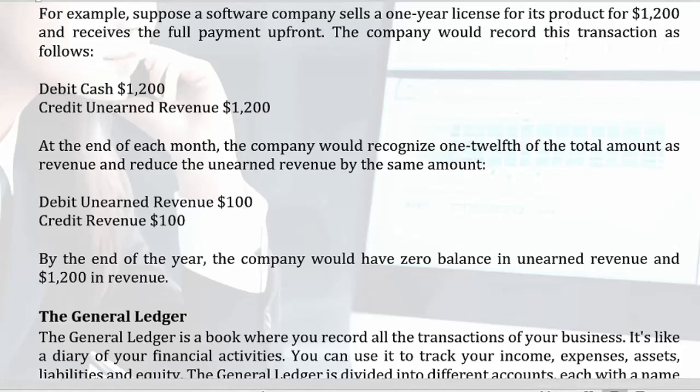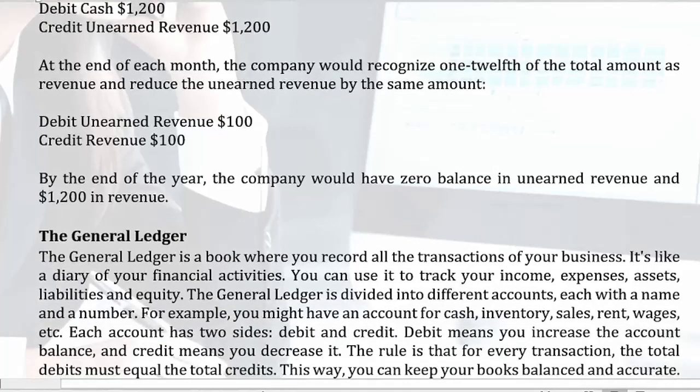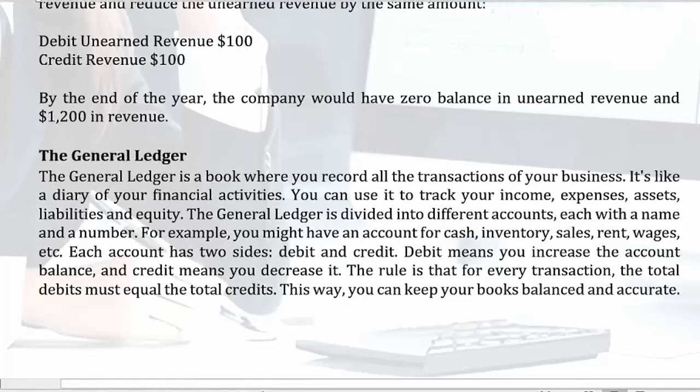Credit unearned revenue $1,200. At the end of each month, the company would recognize 1/12 of the total amount as revenue and reduce the unearned revenue by the same amount. Debit unearned revenue $100. Credit revenue $100. By the end of the year, the company would have zero balance in unearned revenue and $1,200 in revenue.